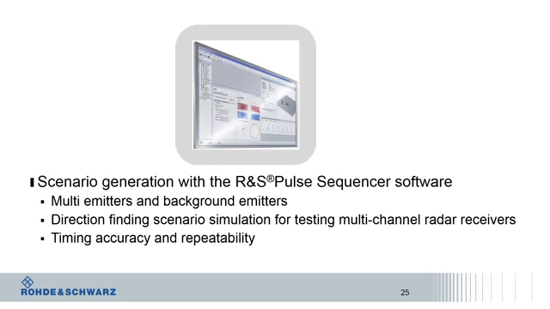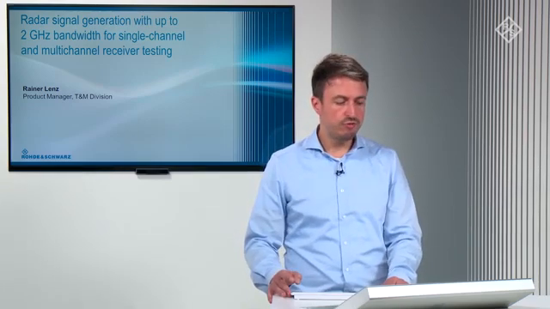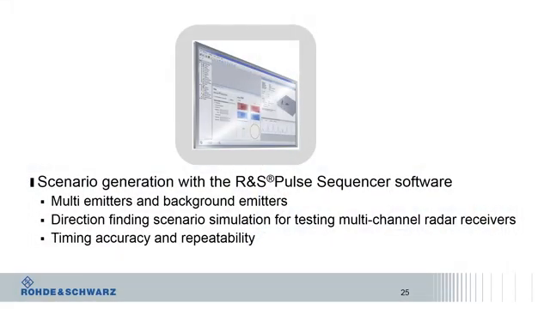In the third section of this webinar, I will show you how to do scenario generation with the RNS pulse sequencer software. There we will have a couple of subtitles. First of all, we will look at multi-emitter and background emitters. Then we'll look at direction finding scenario simulation for testing of multi-channel radar receivers. And then at the end, we will look at timing accuracy and repeatability of the setup.